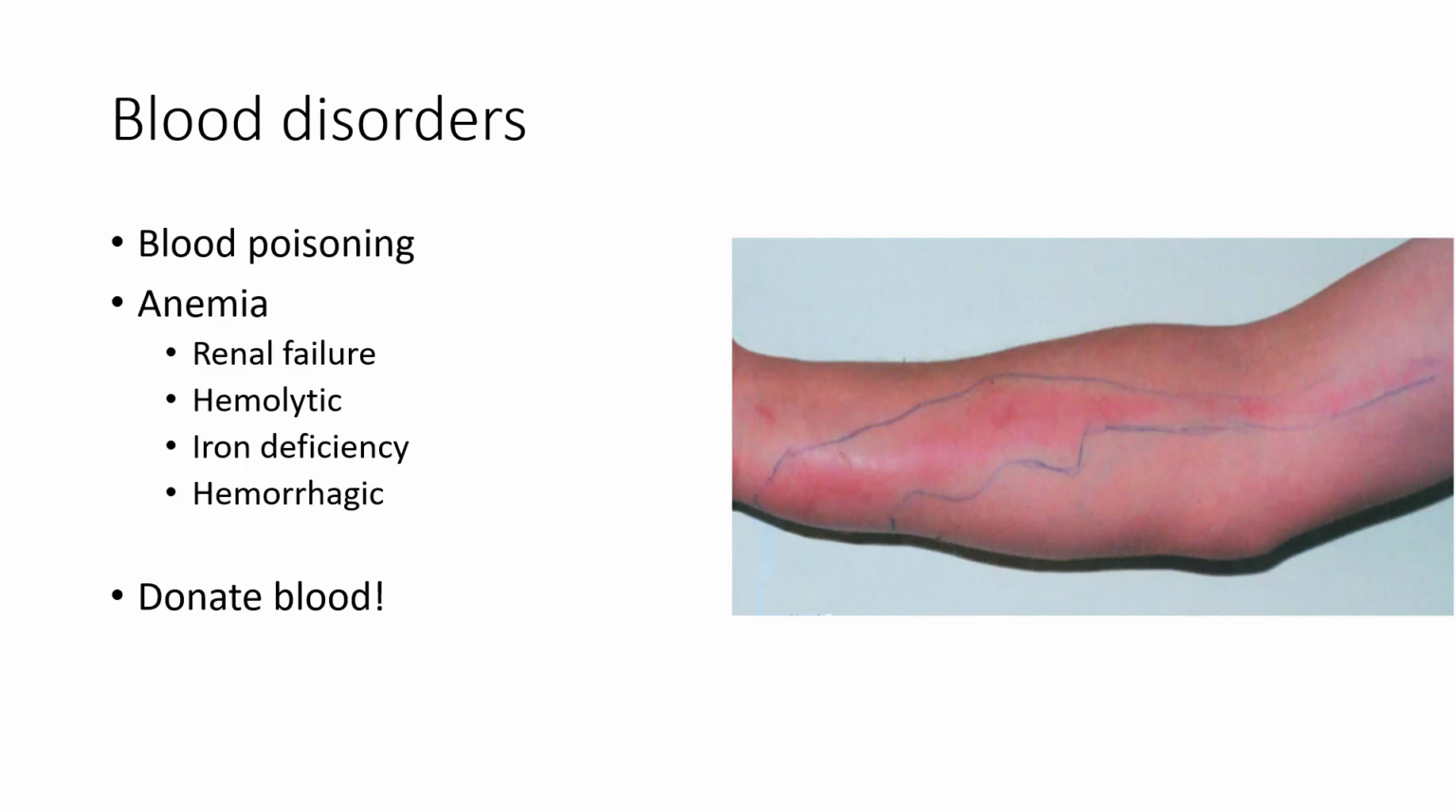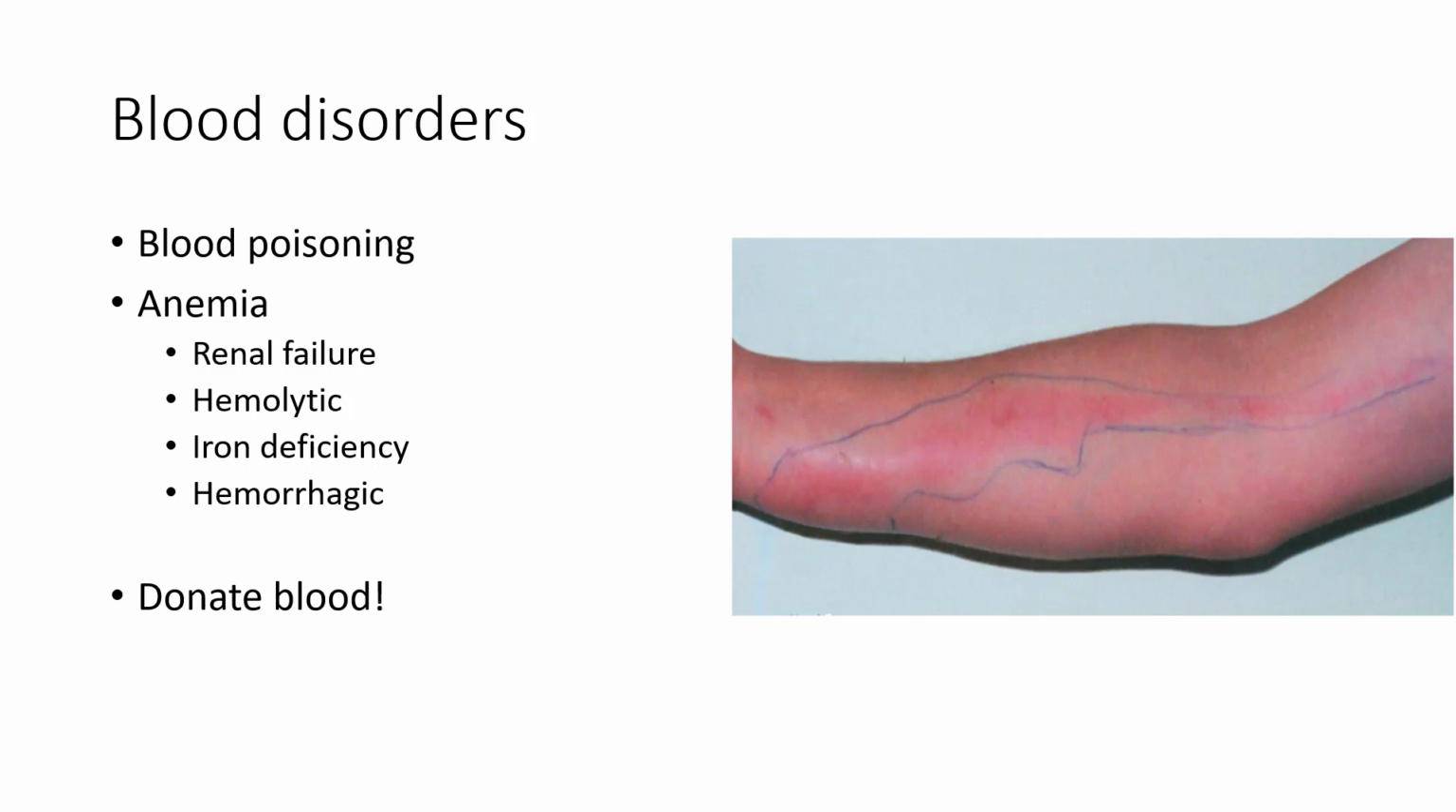There's also anemia, which is a shortage of red blood cells seen as a low hematocrit. This can be due to kidney failure. It can be due to a hemolytic, which is something that is breaking down red blood cells. A poison or certain types of venom do this. It can be due, most commonly, to an iron deficiency. And then there is hemorrhagic anemia, which results when someone has bled a lot and lost a lot of blood.